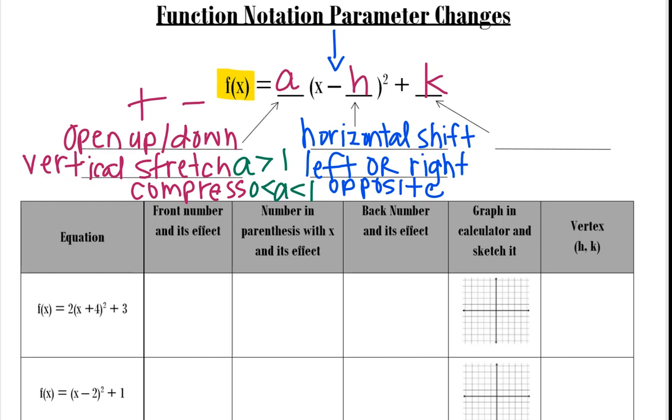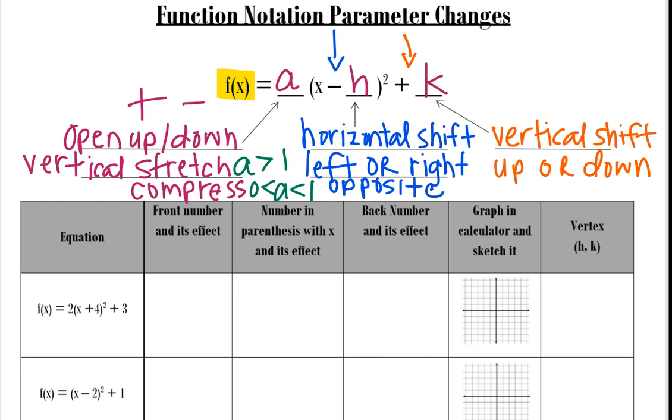Okay, next is my k value. My k value is the number that is outside of the parentheses all the way in the back. And that number is my vertical shift. So this number is going to tell me if it is up or down, if the parabola is going to move up or if it is going to move down. And we do not have to think opposite for this one because of the plus sign here. So let's go ahead and do the first problem.